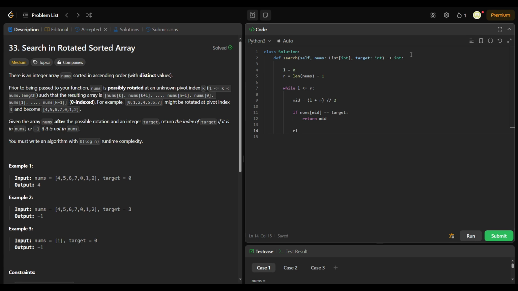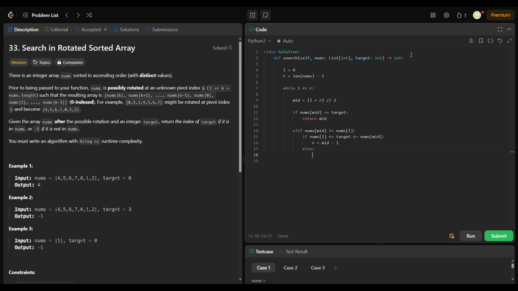Otherwise, right, if the midpoint is greater than where the left pointer is, we know this is sorted. So now we need to check if target exists in that boundary, right? So this is where we would do nums of L less than or equal to target, and then less than or equal to nums of mid. If the target exists in that boundary, we can shift the left pointer over. Or sorry, not the left pointer, the right pointer over.